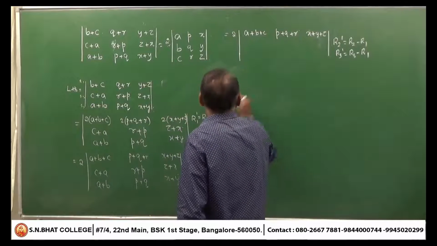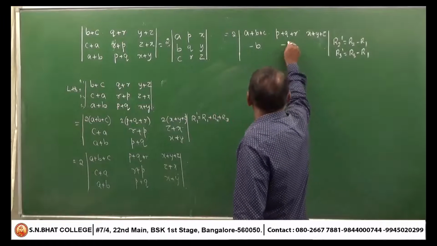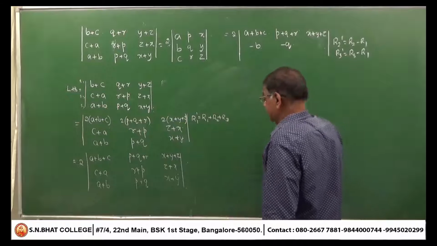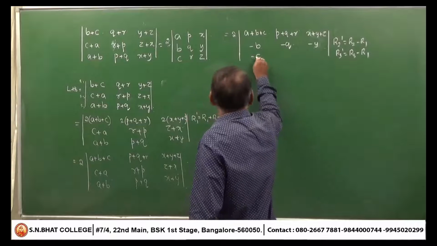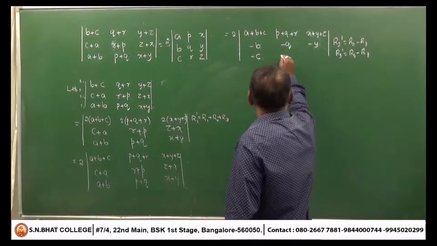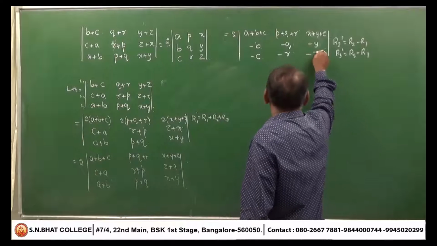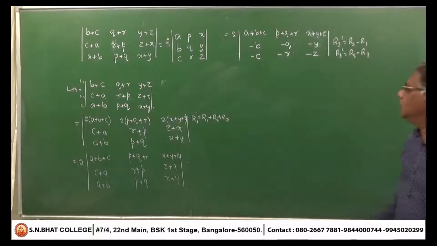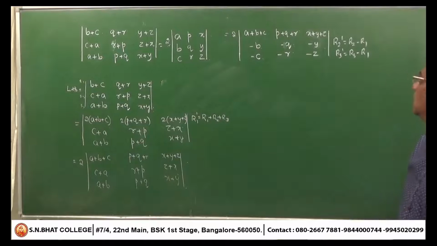This minus this means minus b. Next is minus q. Next is minus y. R3 is R3 minus R1. This is minus c, minus c. Next is minus r. Next is minus z. R2 dash is R2 minus R1, R3 dash is R3 minus R1.